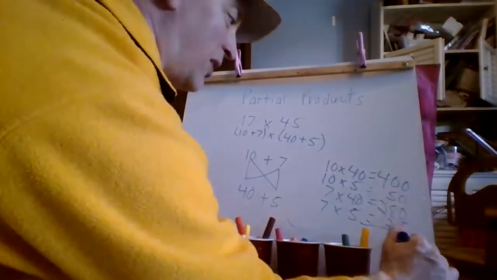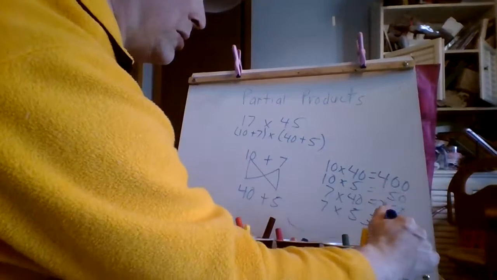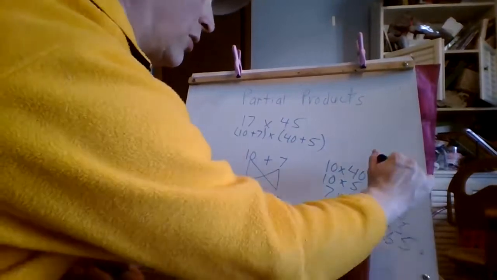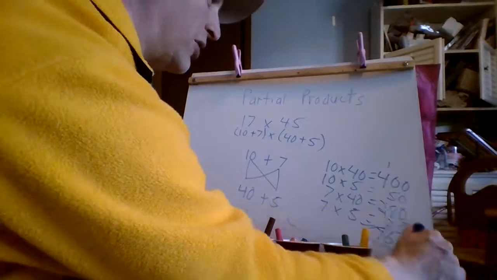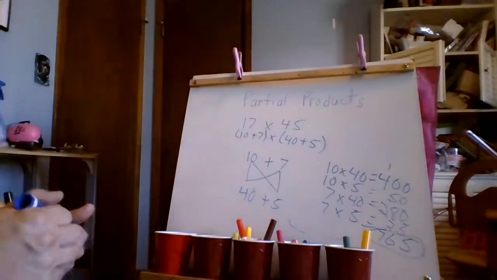0 plus 5 is 5. 5 plus 8 is 13. Plus 3 is 16. Carry the 1. We have 6 plus 1 is 7. So the answer would be 765 for this.